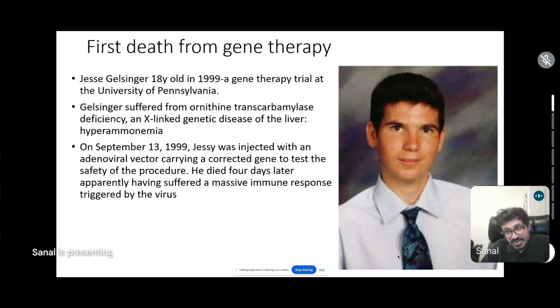That is the problem which I told you. When you get infected with a virus, the body responds very strongly. And we use the very virus for gene therapy. So when you infuse this virus containing the corrected gene, sometimes your body responds with a massive immune response, which can sometimes cause an unfortunate death.